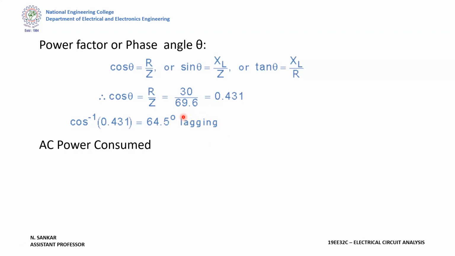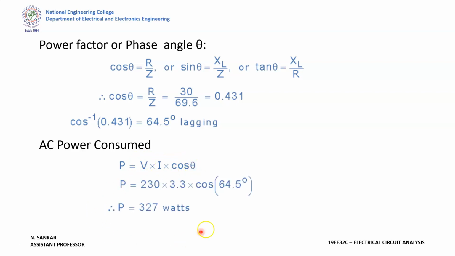Okay. Next one, power consumed by the AC circuit. So first one, the real power, V into I cos theta. So they have asked for average power. So just substitute the RMS voltage 230 and current 3.3 ampere and cos theta 0.431, which is equal to 327 watts. So this is the average power consumed by the circuit.